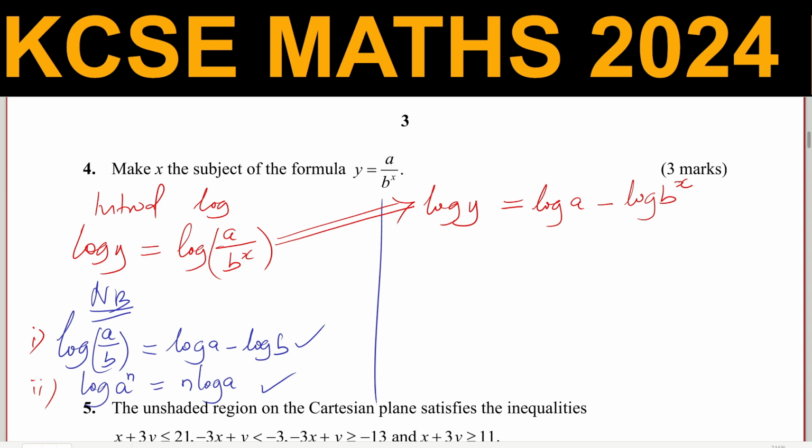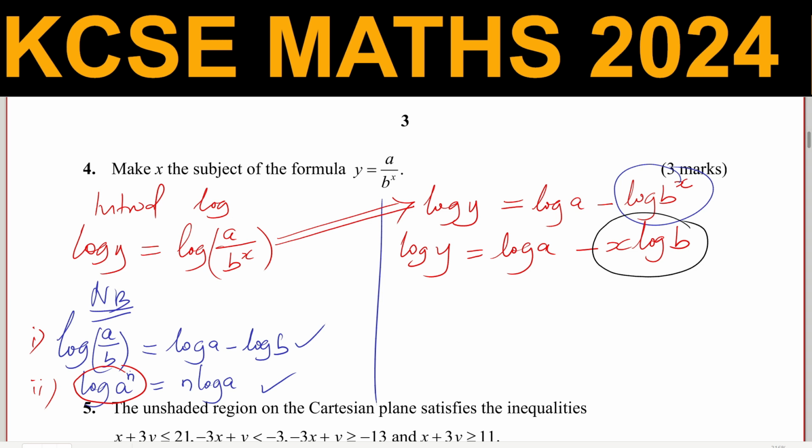Then from there, I'd like you to look at logarithm of b raised to power x, and then look at law number 2 written here, logarithm of a raised to power n. So this will simplify to logarithm of y is equal to logarithm of a, and then logarithm of b raised to power x, according to law number 2, will be x logarithm of b. Now, since you're making x the subject of the formula, I will look at this x logarithm of b, and I'll try to bring it to the left hand side.